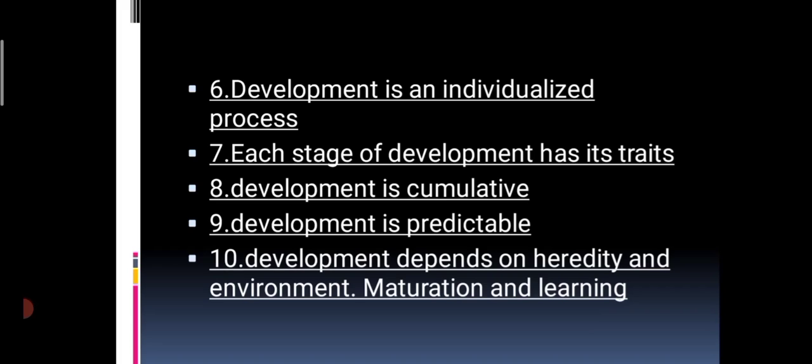Our next principle is development is cumulative. This indicates that the earlier development acts as a base for the later development. It acts as a basis for further development. The developmental characteristics of the first year act as a base for the developmental characteristics of the second year. That means prior knowledge, prior growth and prior development act as a base for the further development of the individual. And development is predictable.